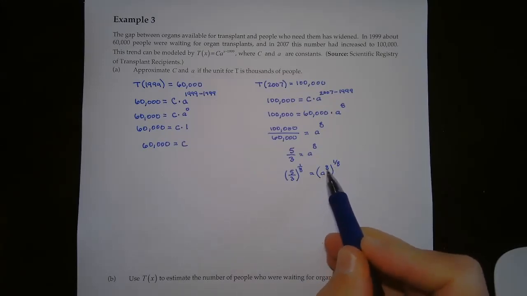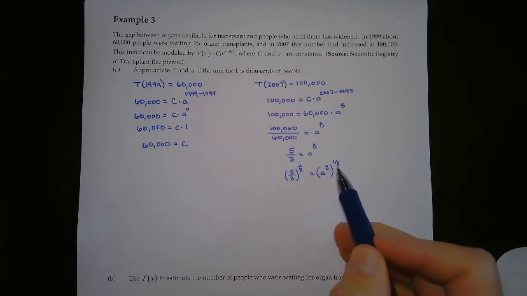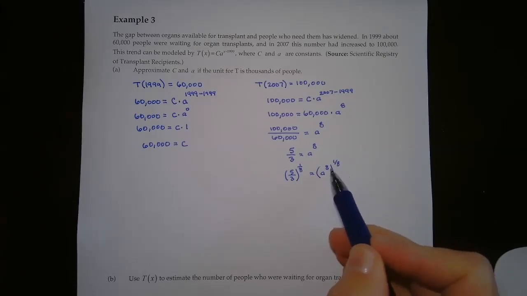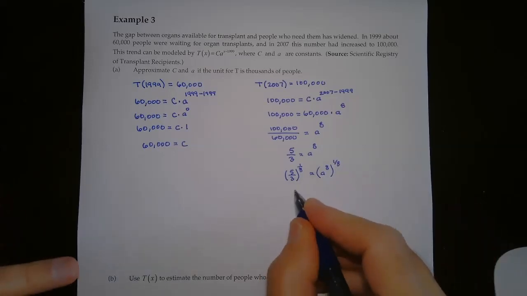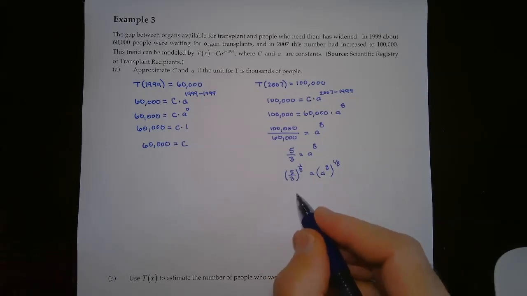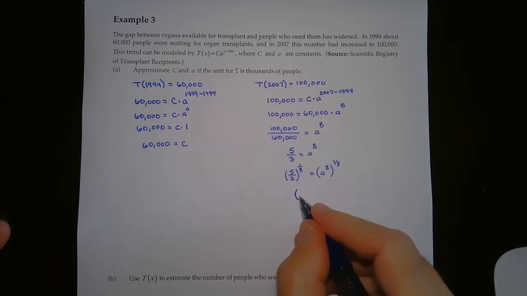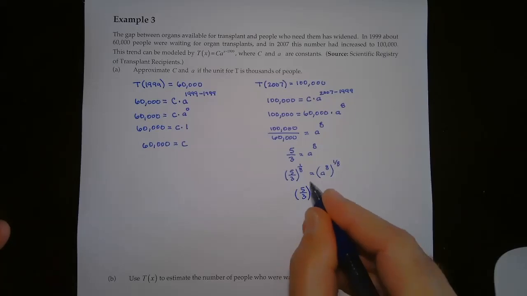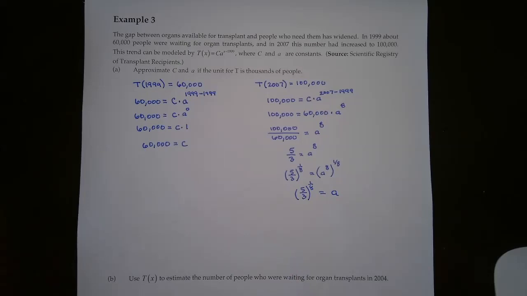If we take a base raised to a power and we raise that whole thing to another power, what do you do with these exponents? Well, you multiply them. Because we're raising it to the 1/8 power, when we multiply, 8 times 1/8 becomes just 1, or a. So this one is not going to be easy to do. We're just going to leave it as 5/3 raised to the 1/8. You can't get a nice number out of this without putting it into your calculator. So 5/3 raised to the 1/8 power is equal to a. That's our base. Now let's write our function.